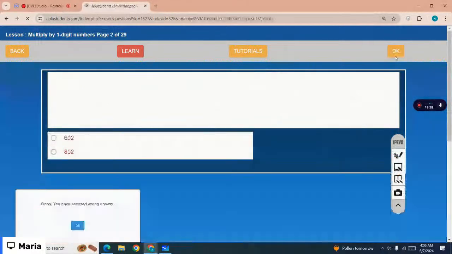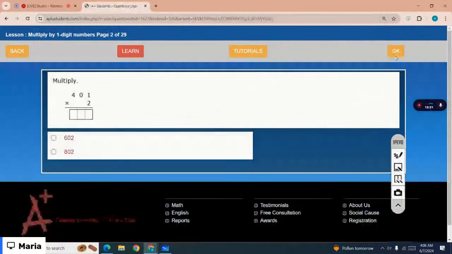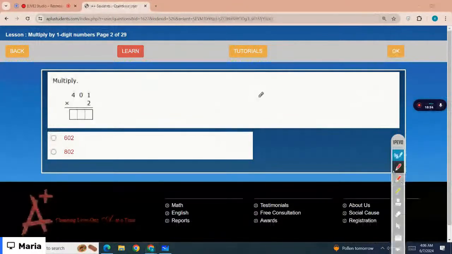The next one is 401 times 2. So how do we do it? The same way. Start multiplying with the ones digit. 2 times 1 is 2. Then you have to do 2 times 0. 2 times 0 is 0. And then 2 times 4. So 2 times 4 is 8. That would be 802. Option number 2 is the correct option.